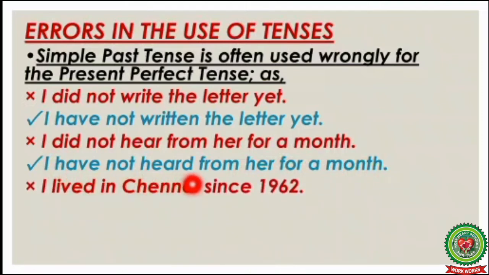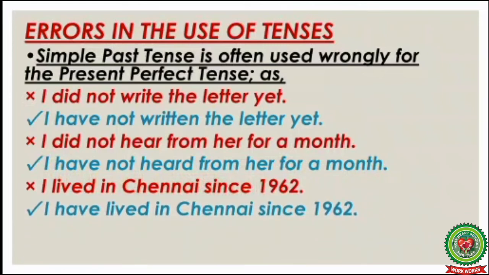I lived in Chennai since 1962. Children, here we are talking about an action that started in the past and it is still going on. So the correct answer is I have lived in Chennai since 1962. Here we used present perfect tense.